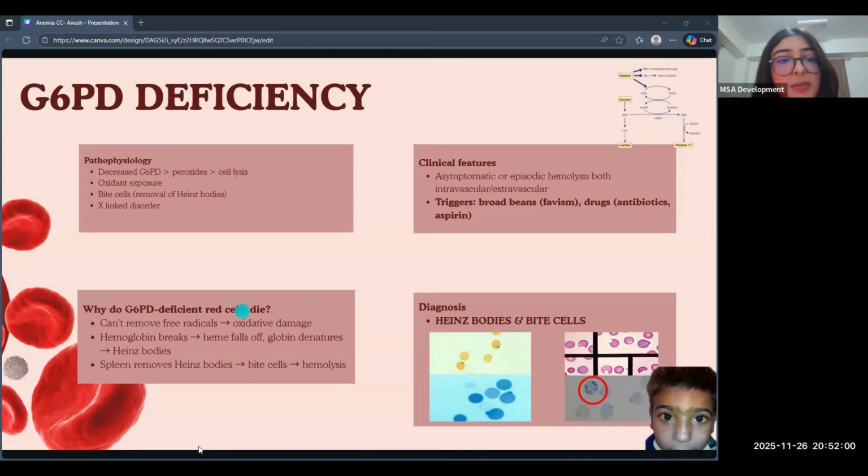Okay, so why do G6PD deficient red cells die? It's because there's oxidative damage, because we said there's oxidant exposure, right? And they can't remove free radicals. So the hemoglobin basically breaks, the heme falls off, and the globin degenerates, and that causes Heinz bodies. Now, in the process of Heinz body formation, the spleen recognizes it and tries to remove the Heinz body, and that causes bite cells, which are seen here, and that causes hemolysis eventually. We can see that this patient has jaundice, which is most prominent in the sclera.